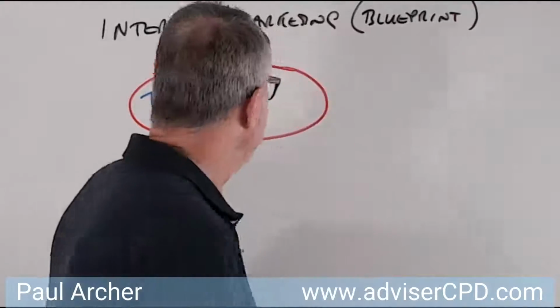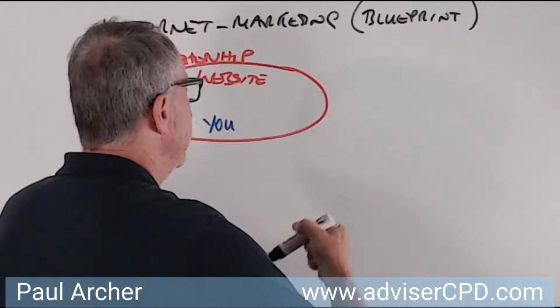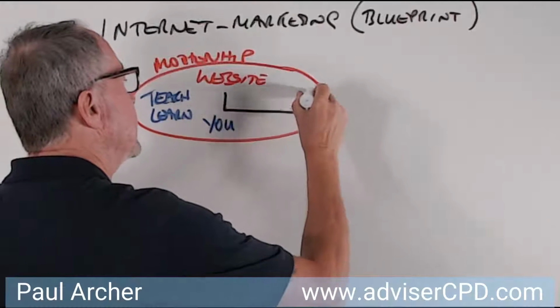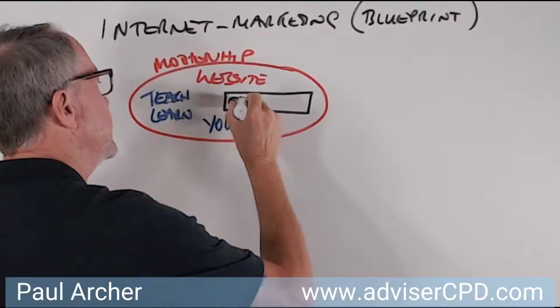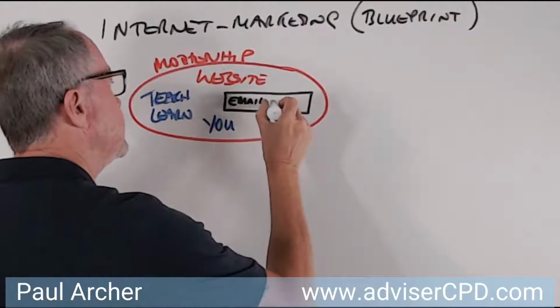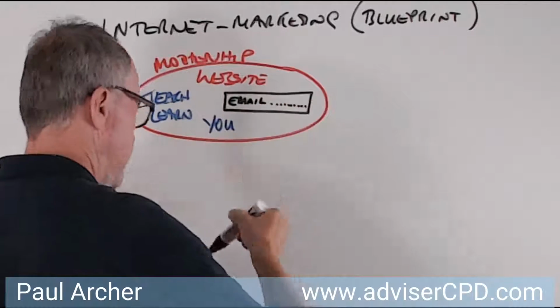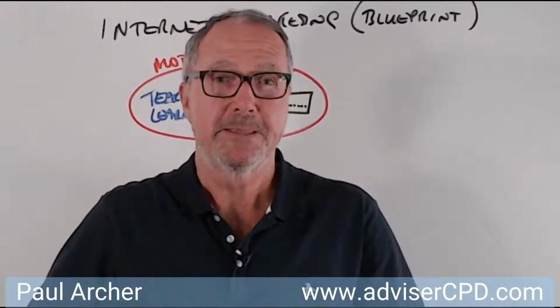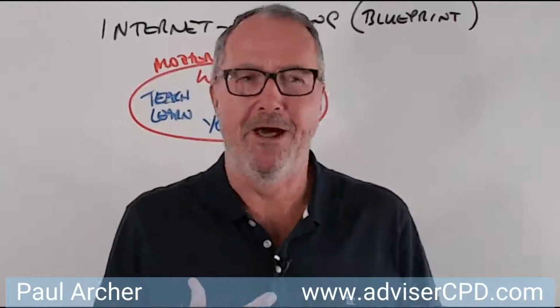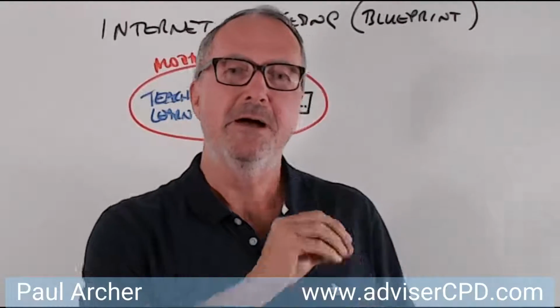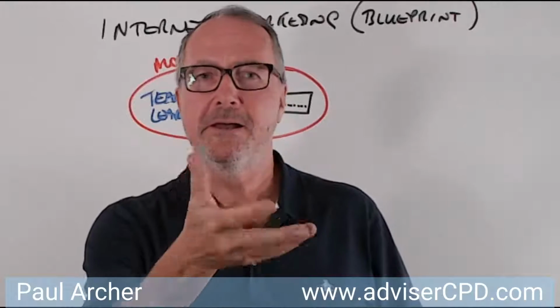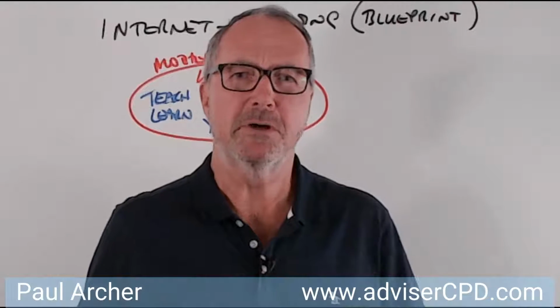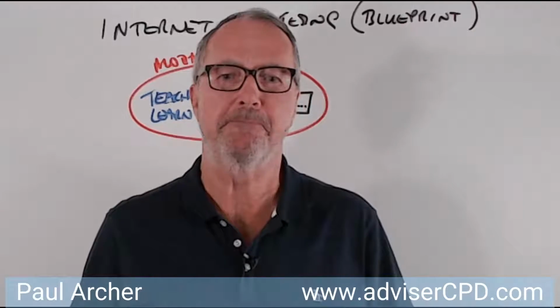Now, also in that website of yours, you do need this magic thing here called the email box. Because what you need to do is attract people's email address in order to contact them. That's the trap, if you like. You want them to go on there, find you, put their name in there, contact you, and then you can do some continuous marketing with that person. So that's the first thing.